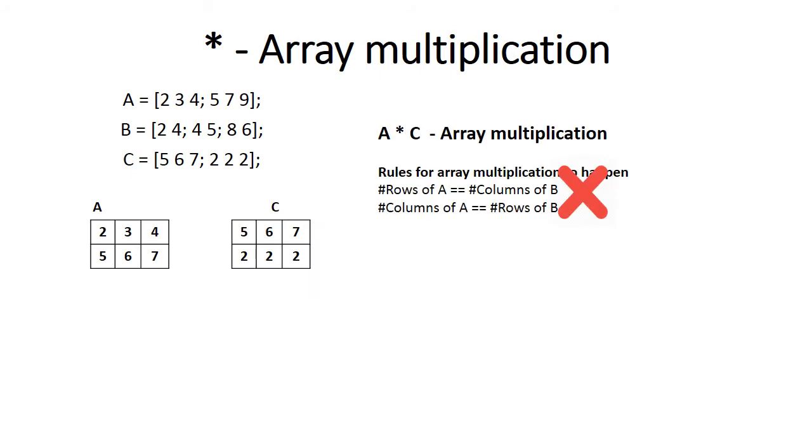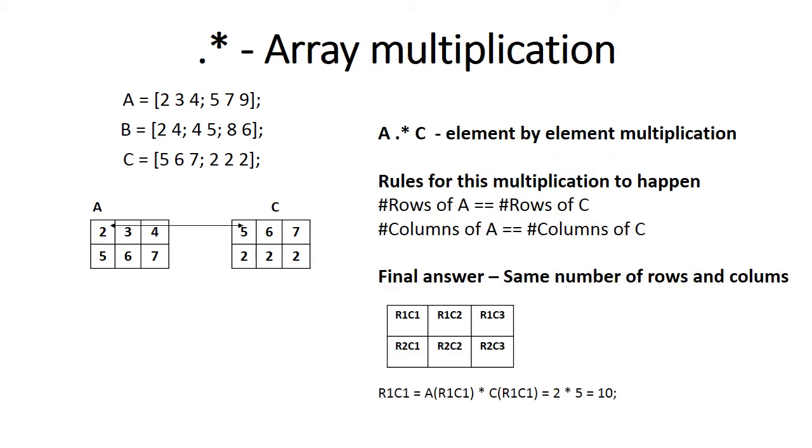Notice if we try to multiply A with C, applying array multiplication on A and C, they have the same shape, so the rules for the multiplication to happen are not satisfied. This is impossible. We cannot do an array multiplication between two arrays that have the same shape.